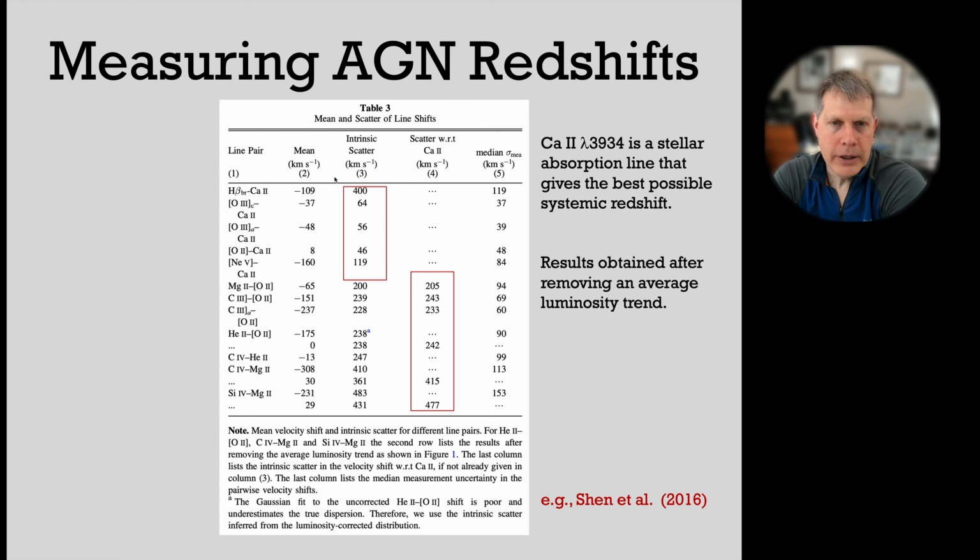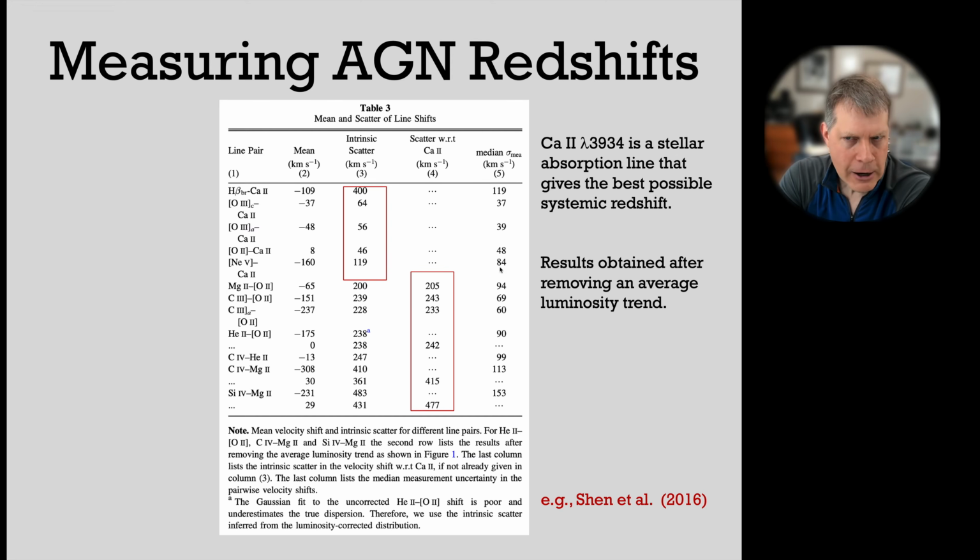And interestingly, we find that different emission lines serve better than others in terms of measuring the redshift in a reliable way. So what's being shown in this table from this paper by Shen et al. is a comparison of the redshift measured from a particular line, as labeled over here in this axis, as compared to the redshift deduced from calcium-2, which is a stellar absorption line that gives the best possible systemic redshift that we think is actually representing the actual systemic redshift of the system.